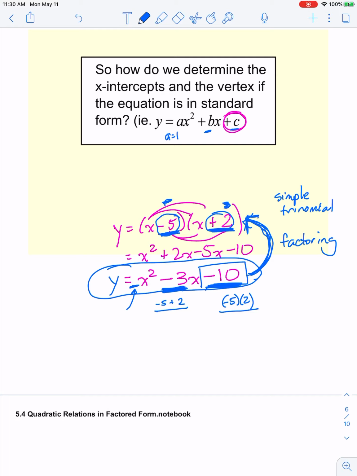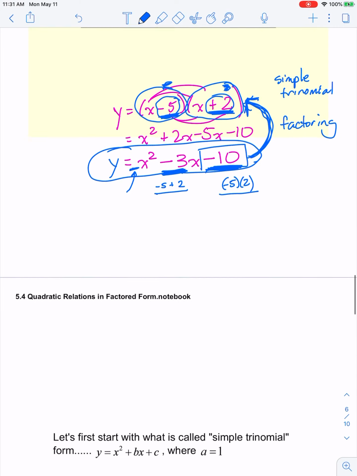So x minus 5 is called a factor of x squared minus 3x minus 10, and x plus 2 is called a factor of x squared minus 3x minus 10, because you take those two things and multiply them and they give you x squared minus 3x minus 10. Just like the number 5 is a factor of 10 and the number 2 is a factor of 10, and you multiply those two and you get 10.